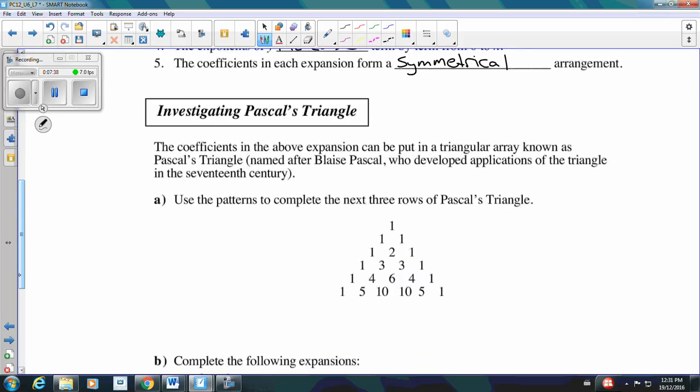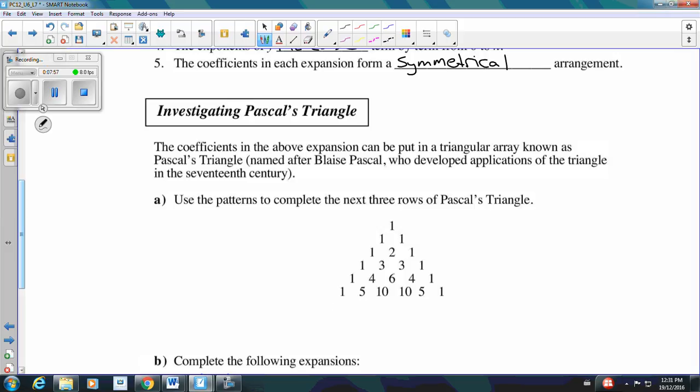So this is essentially what we call Pascal's triangle. So the coefficients in the above expansion can be put into a triangular array known as Pascal's triangle, named after a man called Blaise Pascal, who developed applications of the triangle in the 17th century. Use the pattern to complete the next 3 rows of Pascal's triangle.